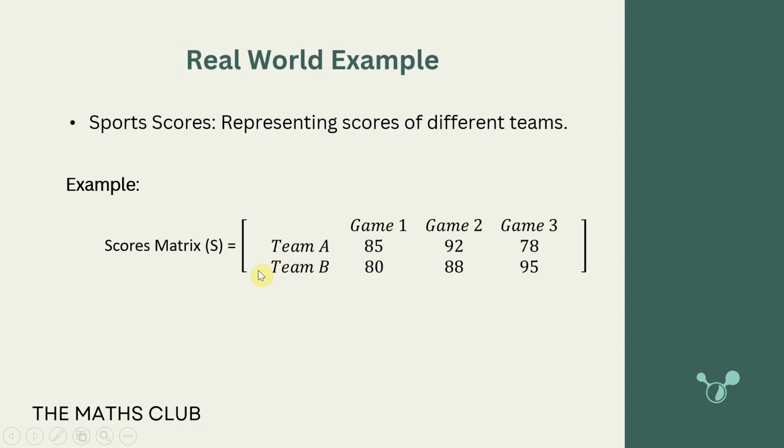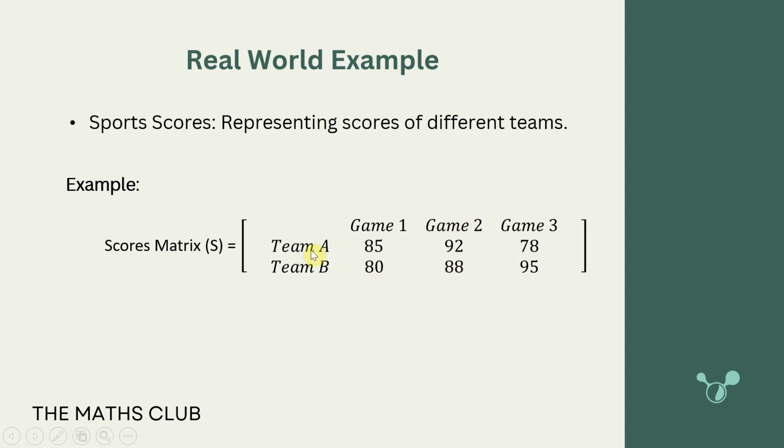So you can see this. We have a matrix, which is a scores matrix, with team A and team B. Team A is Chelsea and team B is Man U. Of course they don't score 85 and 80 and all of that, so let's say maybe two Scrabble players. Team A and team B, how have they fared over 3 games? You can see this is team A, this is team B, this is game 1, game 2, game 3.